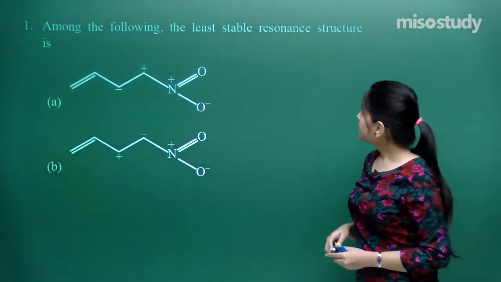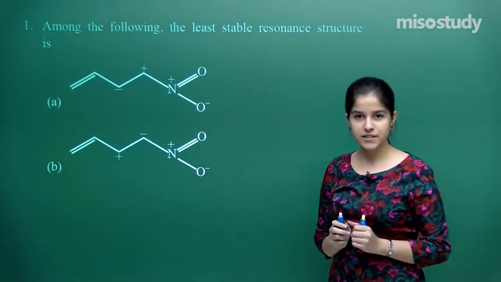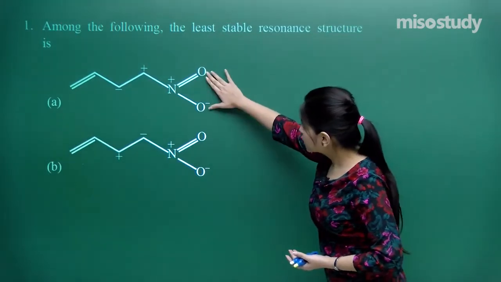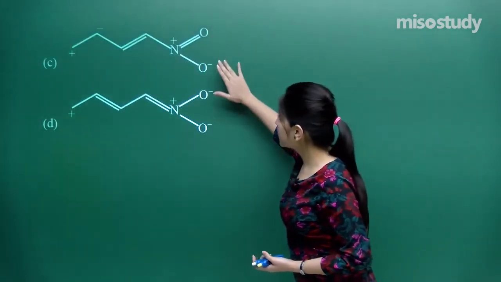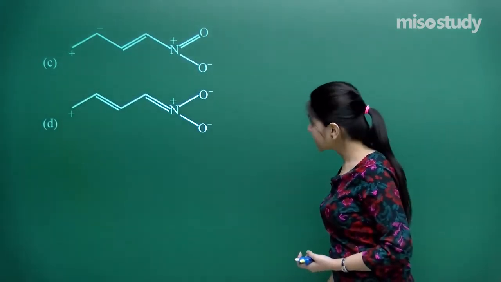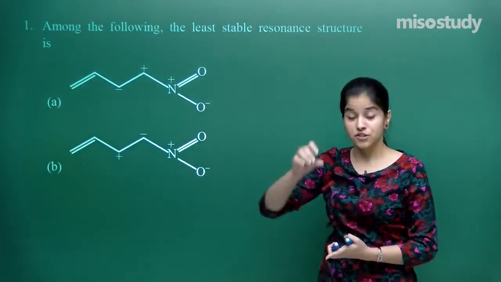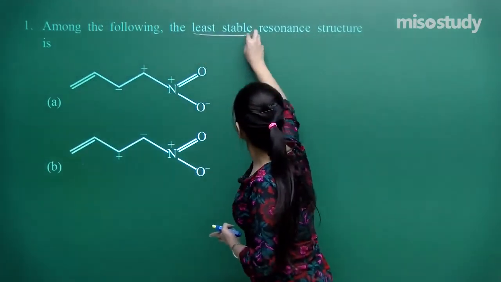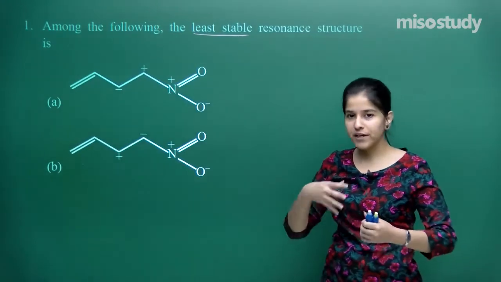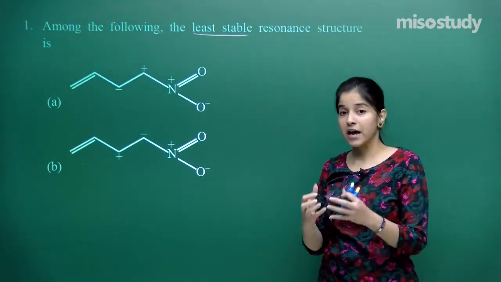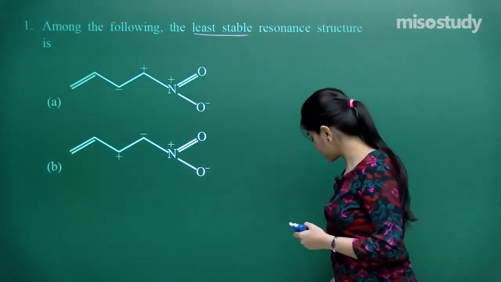Among the following, the least stable resonance structure. So you need to have clarity about the resonance. Now I have got two here, A and B options, and the remaining C and D. I need to select among the following which is least stable. Whenever you have such kind of questions having so many resonating structures, just try to form the resonating structures first.